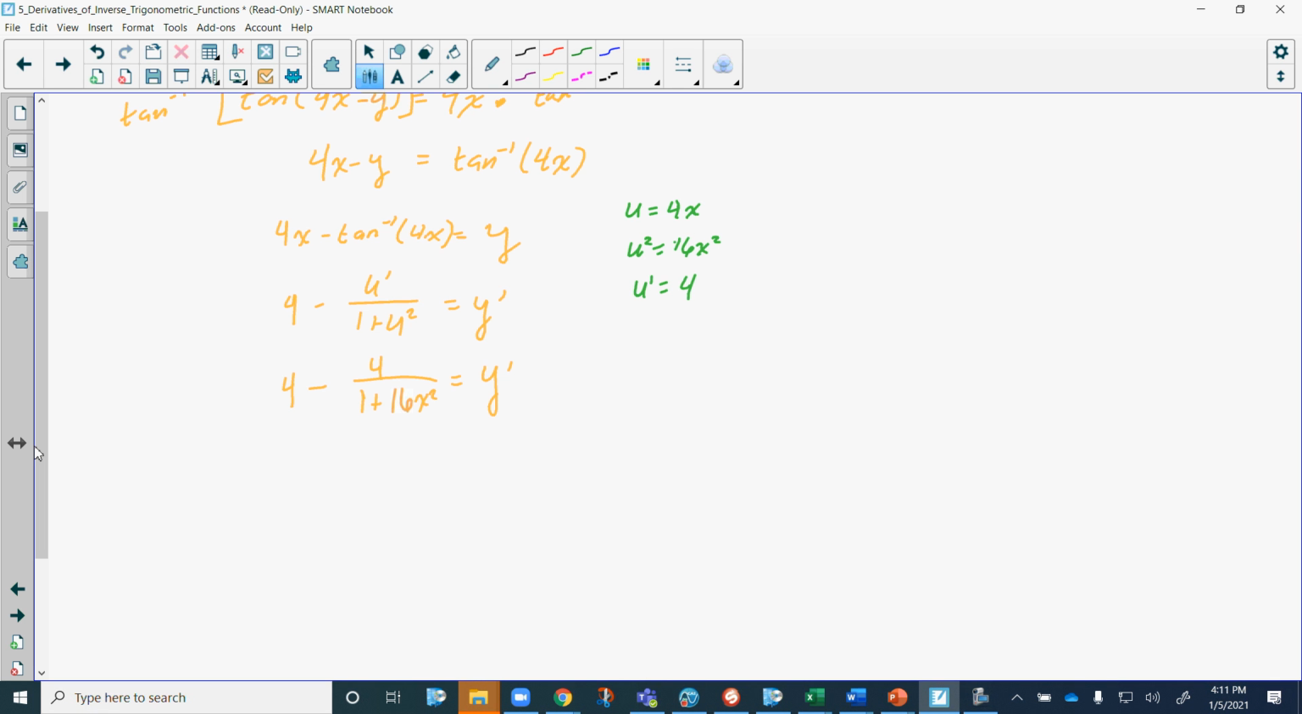And now we can simplify the fraction on the right side, get a common denominator. And here I could stop there as, again, a free response question. I don't need to simplify it. But if I do simplify it, it would be 64x squared over 1 plus 16x squared.